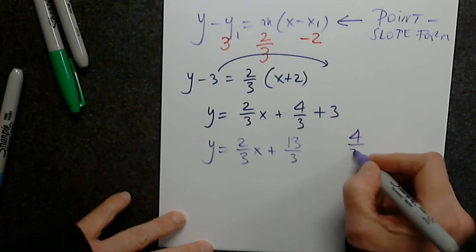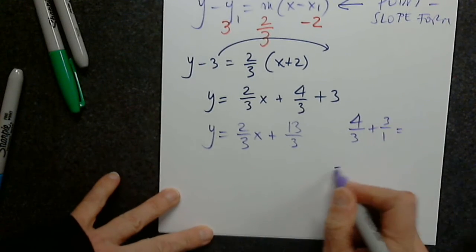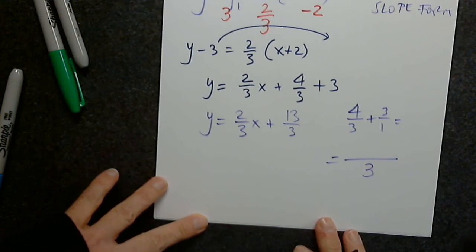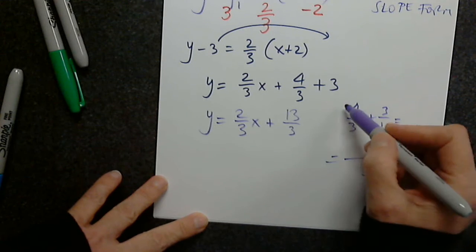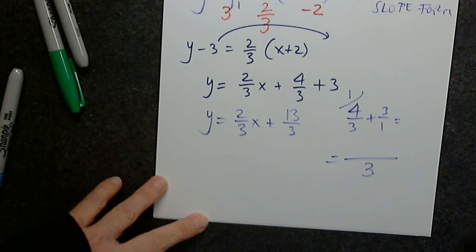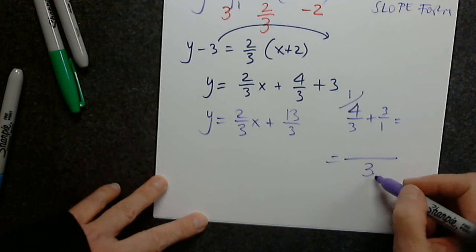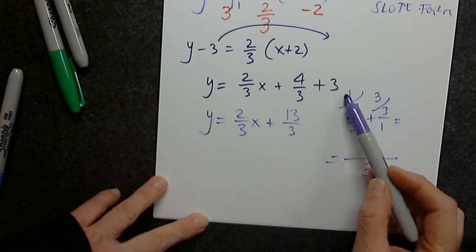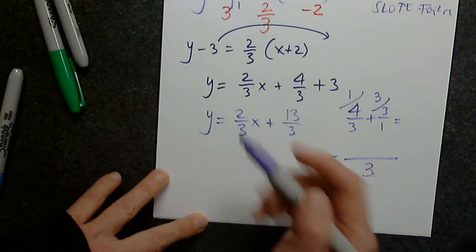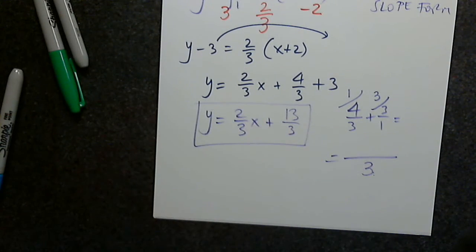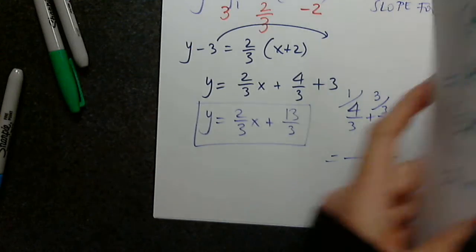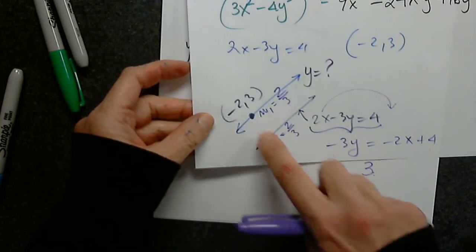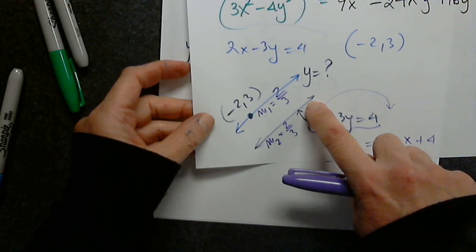So in case you forgot how to add fractions, I hope not, but the least common denominator is 3. You don't have to multiply by anything. You don't have to write 1. I'm just making a point. 1 was multiplied by 3, so the numerator has to take the same thing. That's how we get the 4 plus 9, which is 13. So this is the equation of the line that passes through the given point and is parallel to the given line.